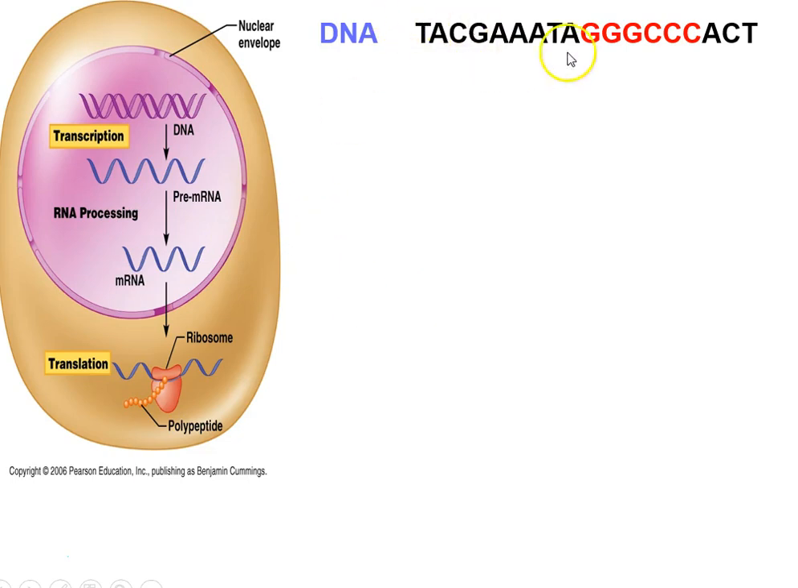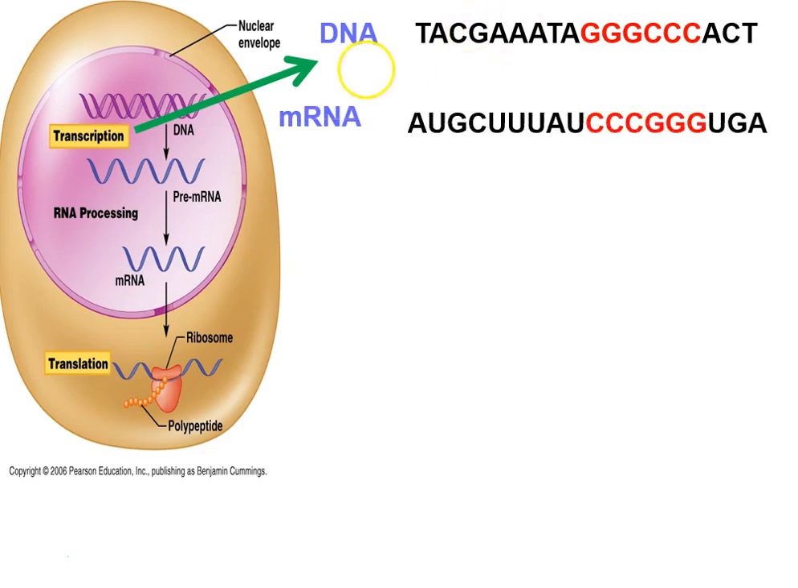So let's say that this is my DNA code. What RNA would I make to go with this DNA code? Well, what goes with T? A. What goes with A? Well, we're making RNA, so it has to be U. What goes with C? G. What goes with G? C. What goes with A? U. A, U. A, U. T, A, U. G, C, G, C, G, C.